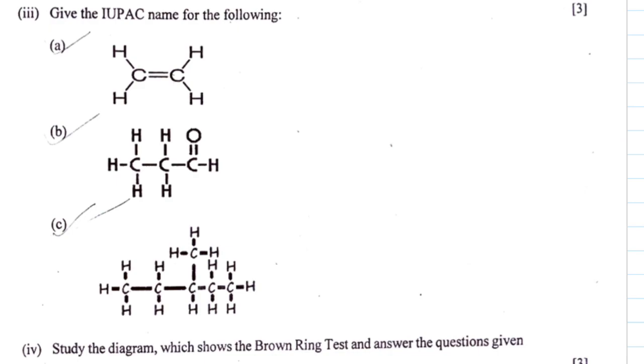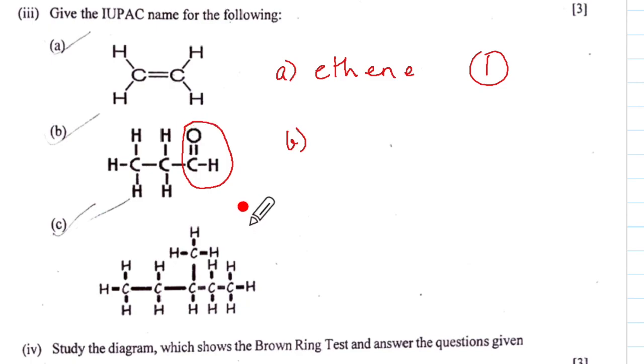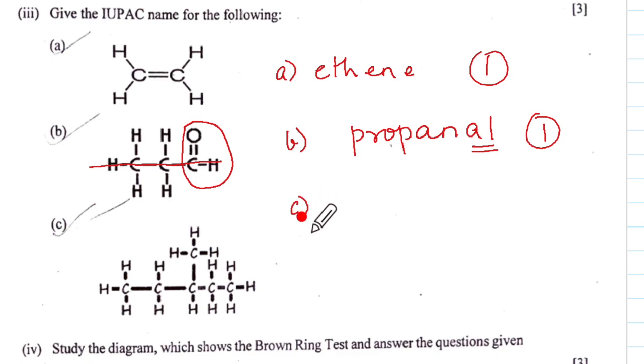Question 5, the third subpart. The IUPAC name for the following. Now you will see there are 2 carbons, so it is eth. Double bond, so it is ene, so it is ethene. So your A answer is ethene. That should give you a 1 mark. This is having this dash CHO, means aldehyde. In the straight chain there are 3 carbons, so it is prop. Single bonds here, so that is an, and CHO group means aldehyde, so al. That should give you your 1 mark, and we come to C part.